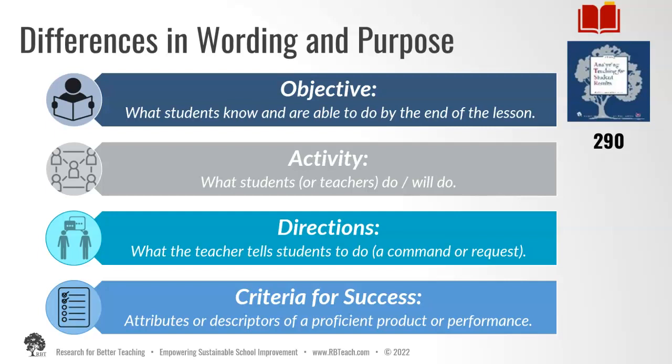Now, we talk about activity and directions. Activities are what students or teachers do, or what they will do, and directions are what the teacher tells students to do. So be aware, sometimes the activity and the directions get confused, or the activity and the objective get confused. Real clear distinctions between four of these important things that students do.